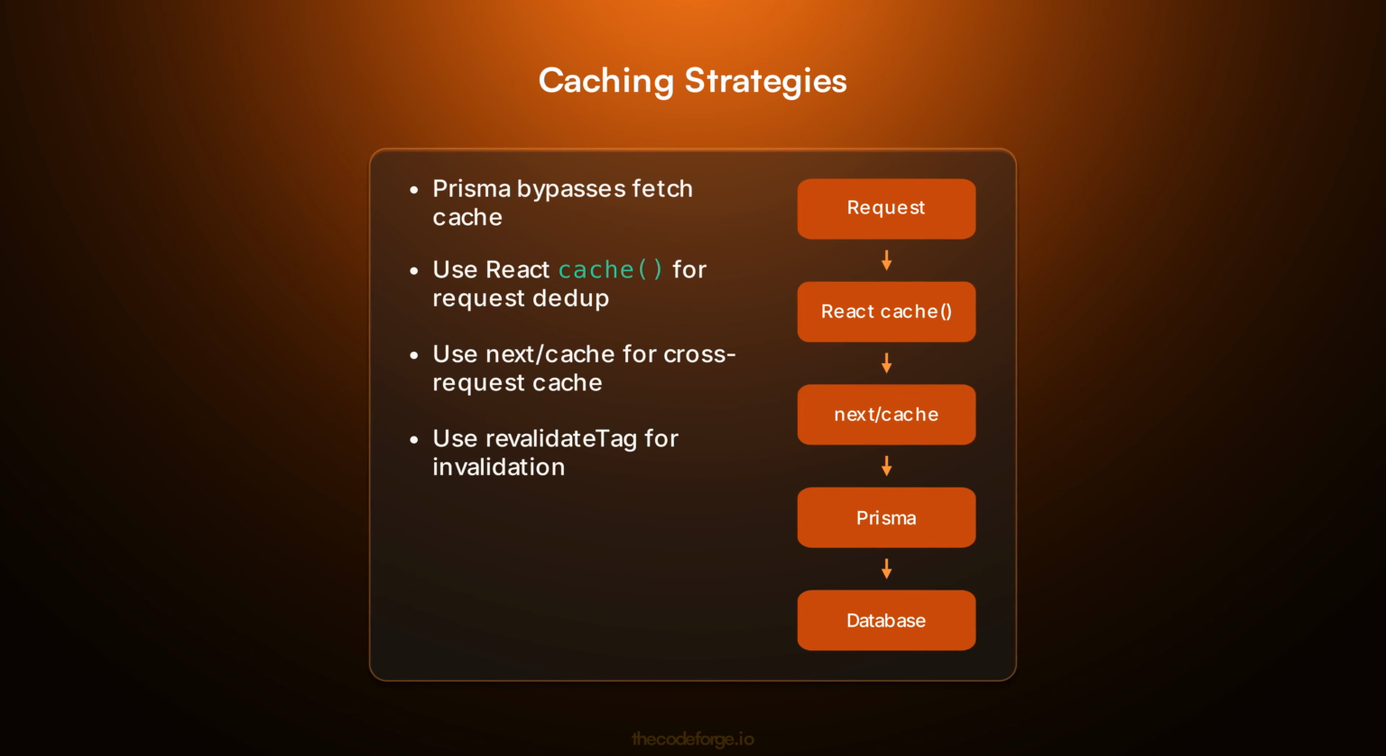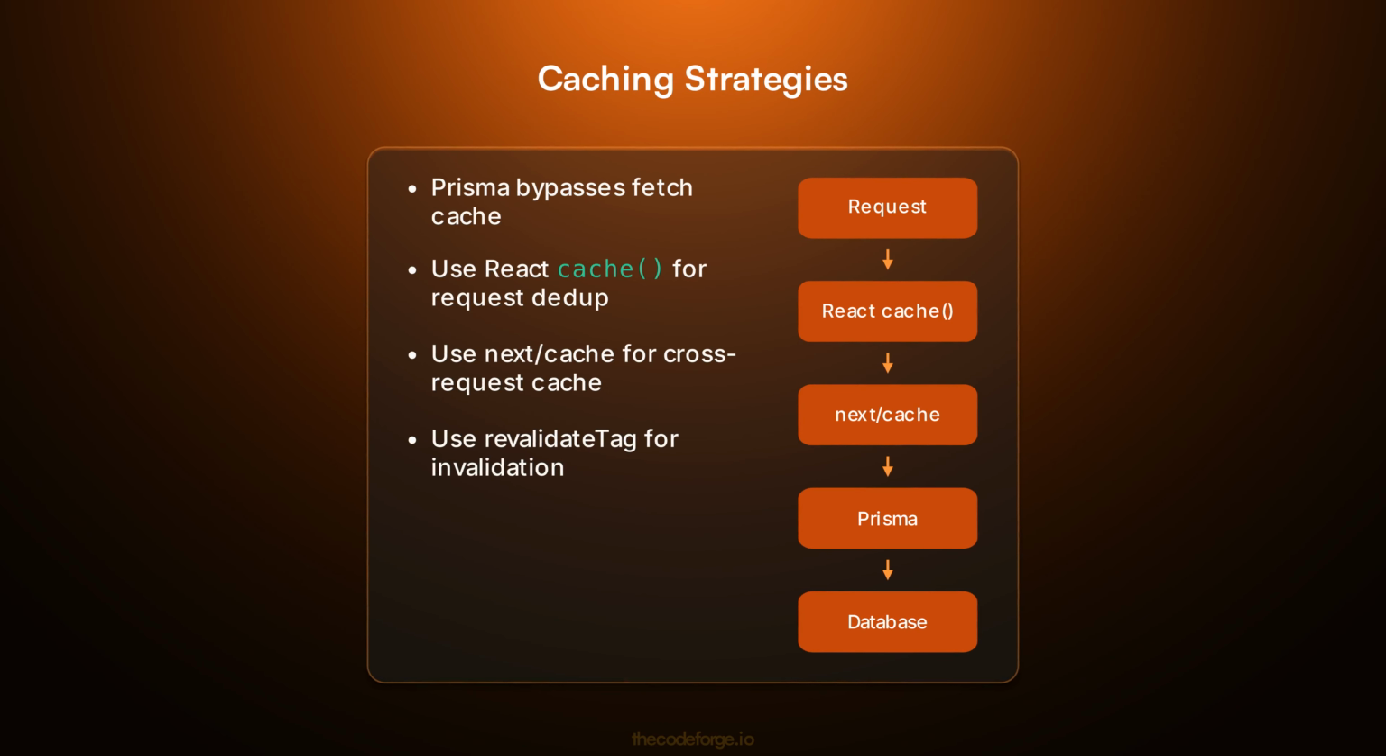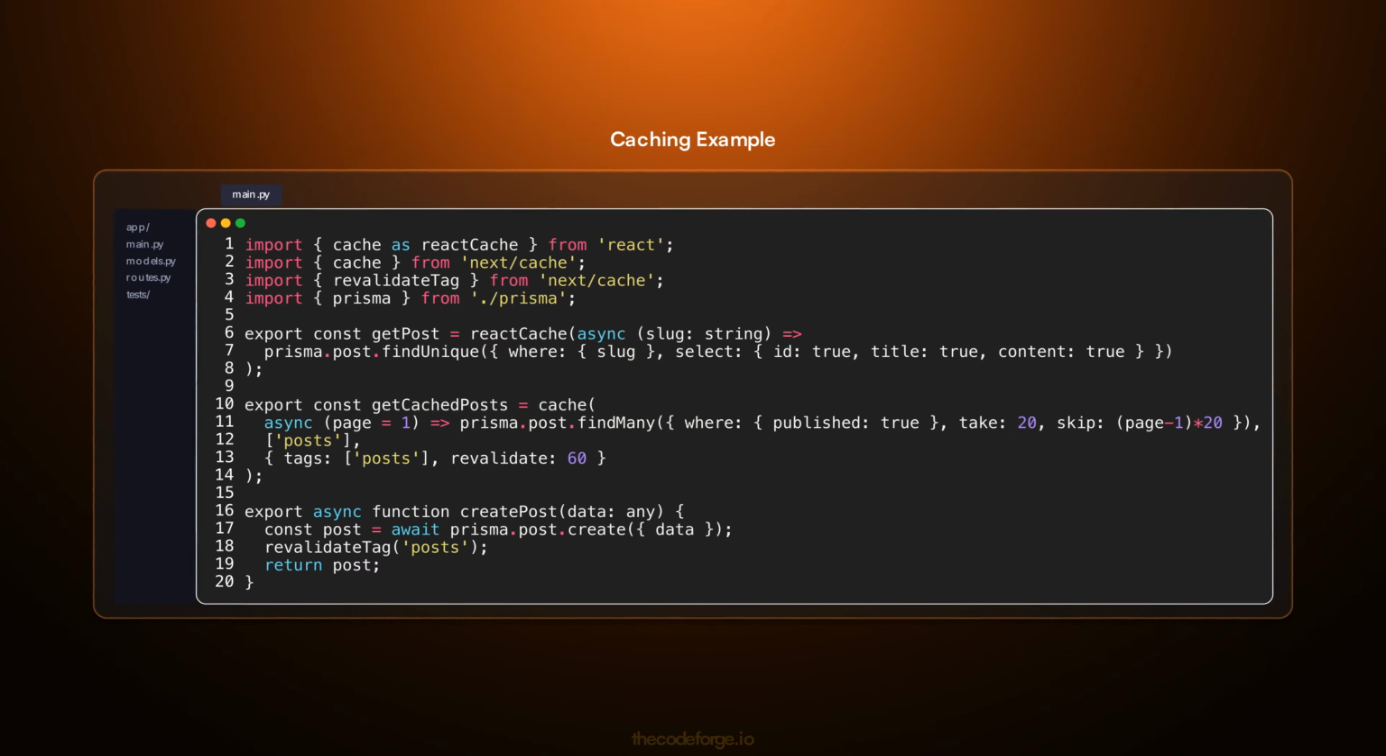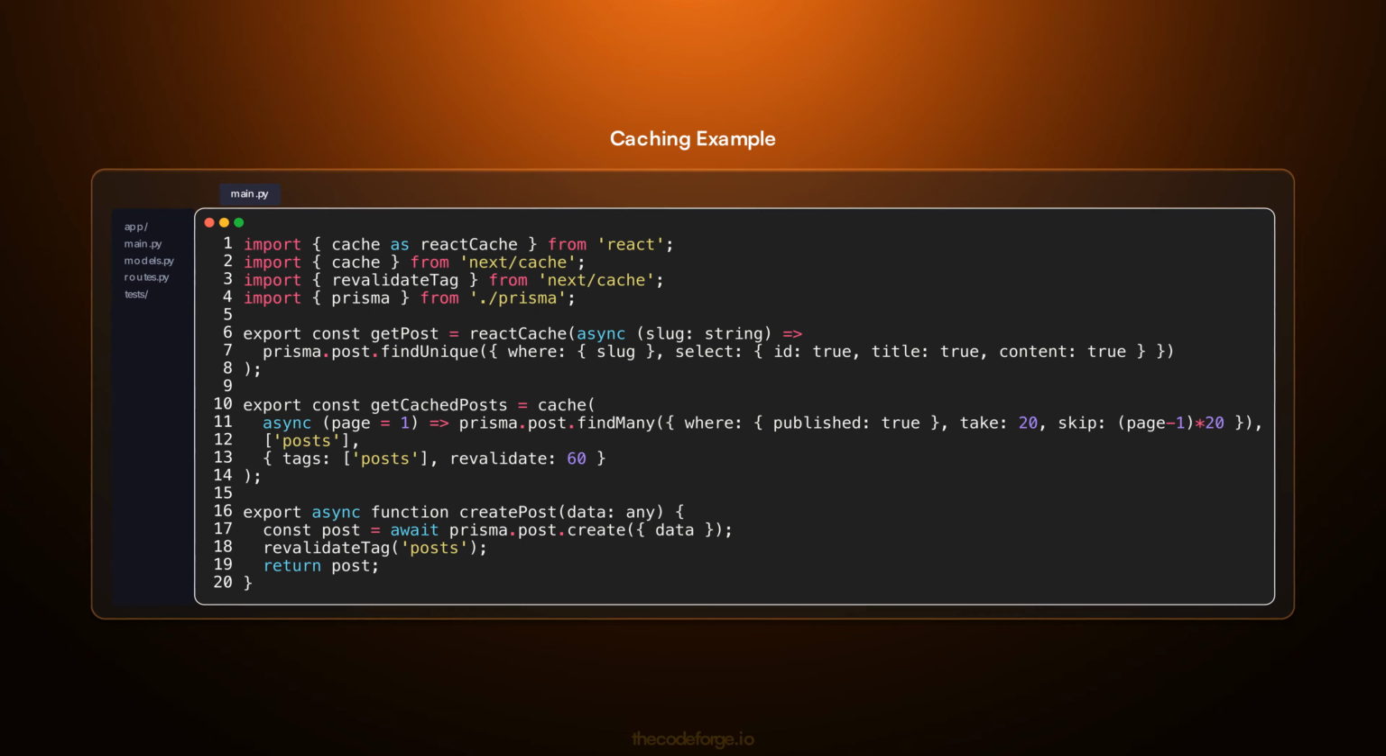Prisma bypasses fetch, so the Next.js fetch cache doesn't apply. Next.js 16 stabilizes cache, formerly unstable_cache. Layer it: React cache for request deduplication, Next cache for cross-request persistence, revalidateTag for invalidation. Here's how to cache Prisma queries. Use React cache to deduplicate within a single request, and Next cache for cross-request caching with tags and revalidation. After a mutation, call revalidateTag to invalidate the cache.